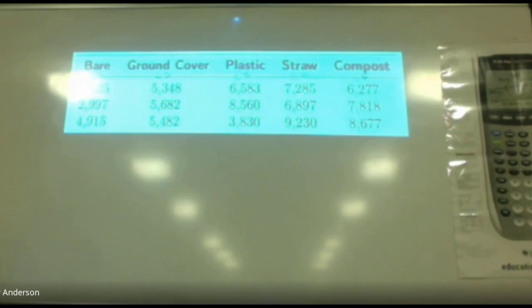Okay, so everybody got their 15 values typed in here. The first thing we have to check is to find the standard deviation of each one. So we're going to press second mode to get out of that screen after we've entered it in. And then here's what we're going to do.